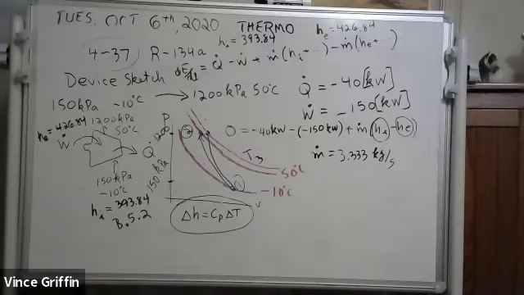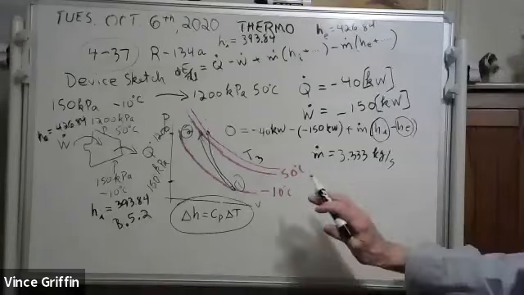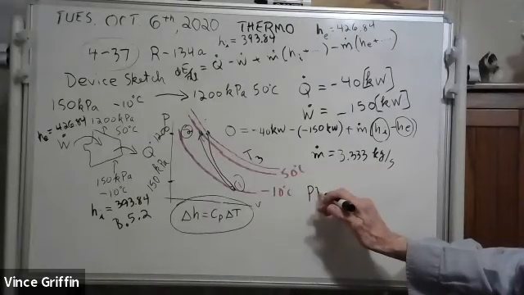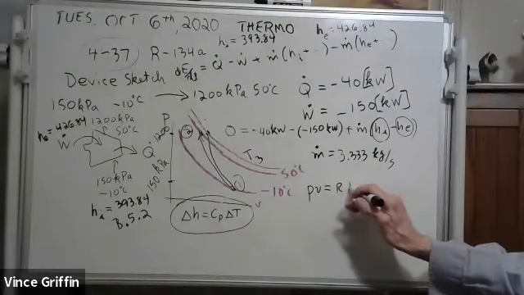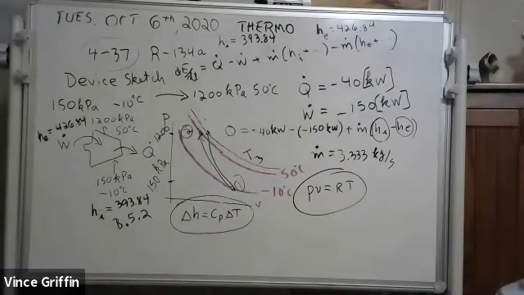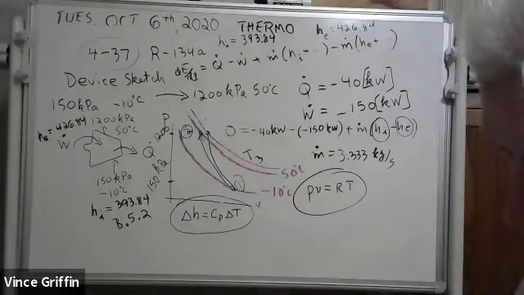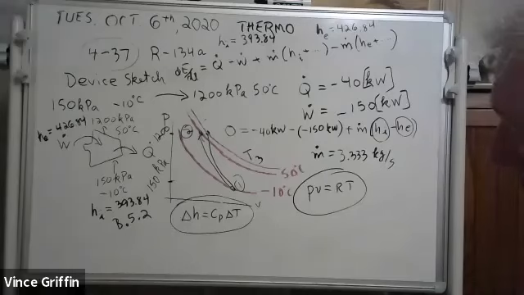Professor, I got a question for you. Sure. This is Nathan. We can still use PV equals RT to label our PV diagram if we want to. No, it's not an ideal gas. PV equals RT only works for ideal gases. You can't use it on this. So we can use the tables if we want to label it. We'll just use the tables.